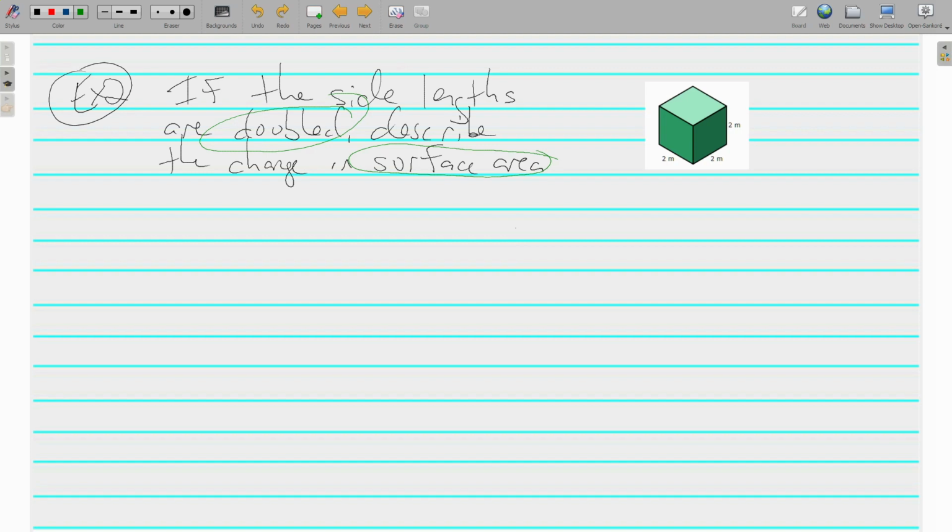The change is that everything's being doubled, so the exponent is 2. And because we're talking about surface area, area is two-dimensional, so 2 to the second power is 4. The new surface area is 4 times greater. That's all there is to it.